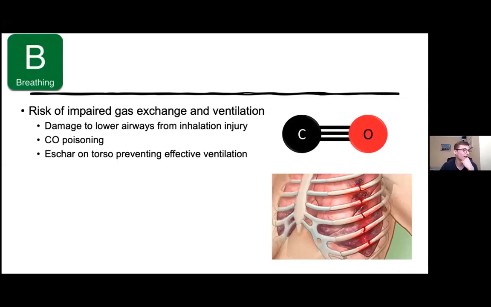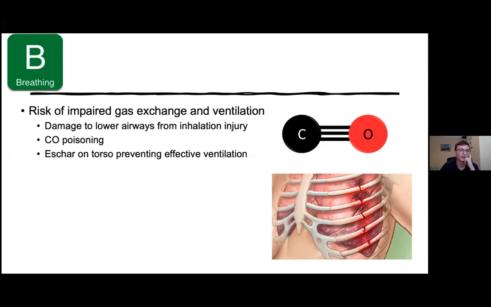So there's, again, another significant concern in burns patients. There's a few different ways that ventilation and gas exchange can be impaired. So you can get direct damage to the lower airways and alveoli from inhalation injury in a similar way to the upper airway. You can get carbon monoxide poisoning, especially if they're stuck in a fire in an enclosed space, such as a house, which obviously impairs your hemoglobin oxygen carrying capacity. And then if there are burns to the torso, then this can actually stop effective ventilation.